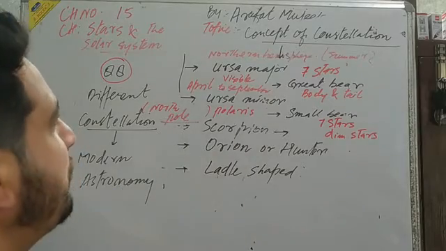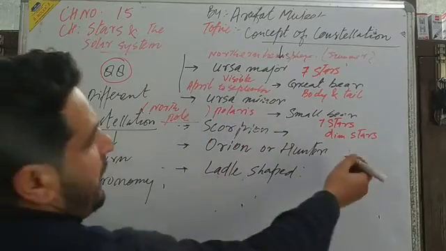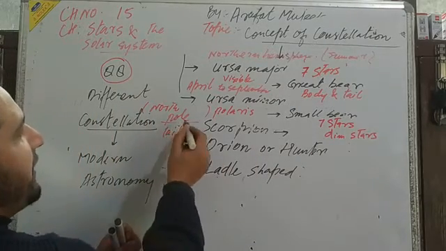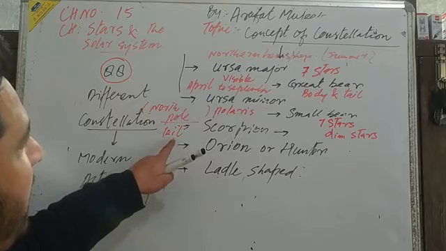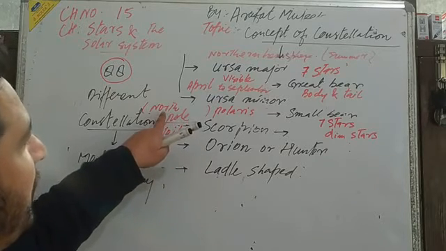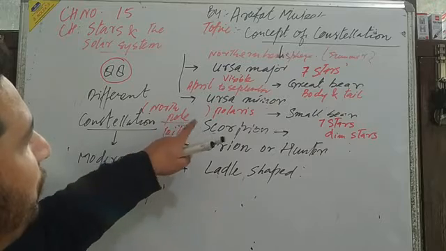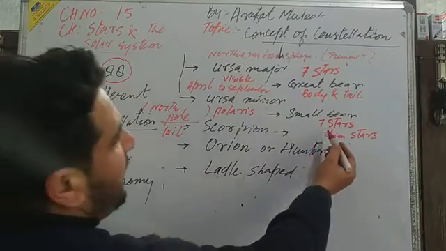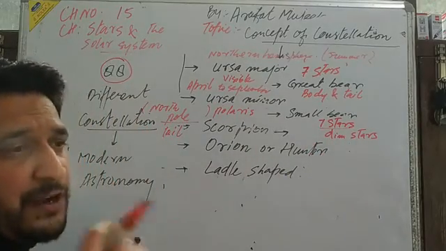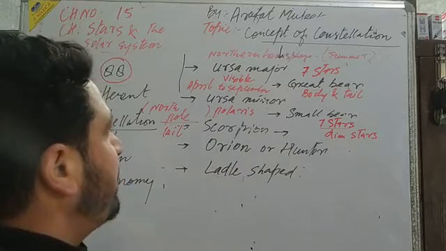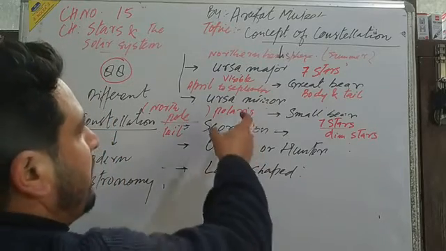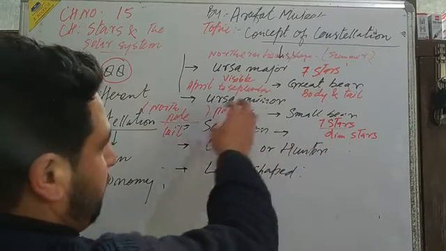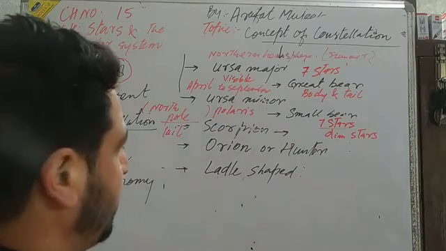उर्सा माइनर में उसका जो टेल होता है, उसका टेल टिप जो होता है, that is at the end of the tail, consists of the pole star, North Pole star, Polaris, and it is made up of 7 fainter stars, and this is not so recognizable a constellation because of the dim stars present in this type of constellation.